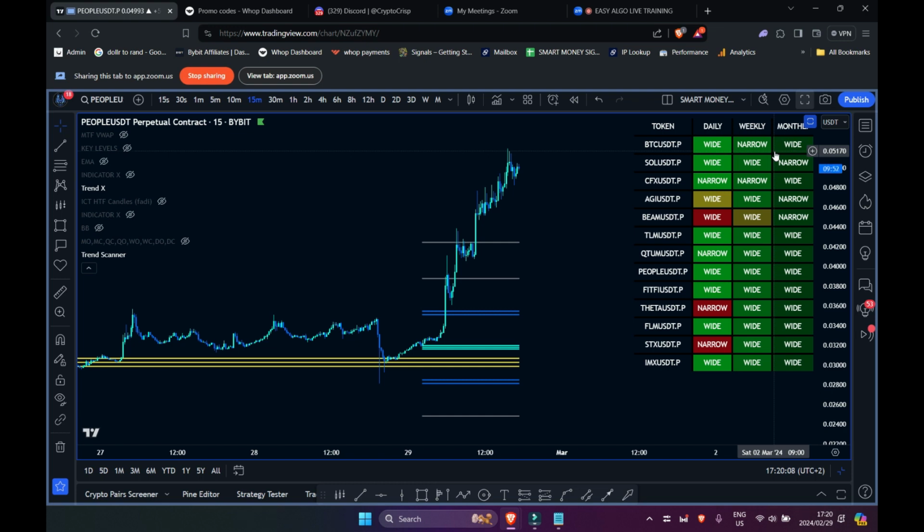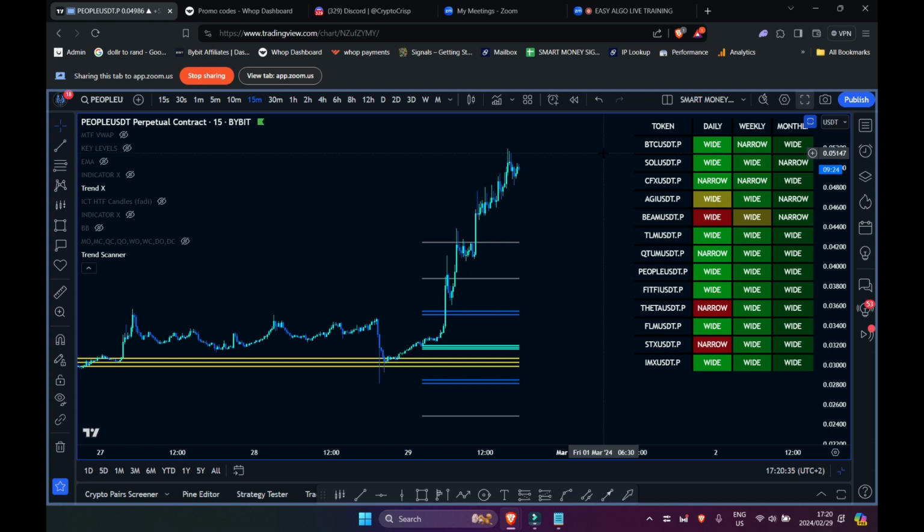If you scroll through, imagine you're scrolling through 200 tokens like this, you'll be able to see, is it mostly green? Is it mostly red? Is it half green, half red? It's going to be an excellent tool for scanning market sentiment, as well as just finding the best trading setups. If you find ones that have a narrow daily, narrow weekly, and narrow monthly, you know that asset is going to be very, very trending, with big market movements.